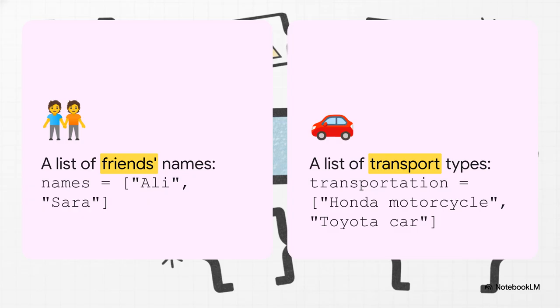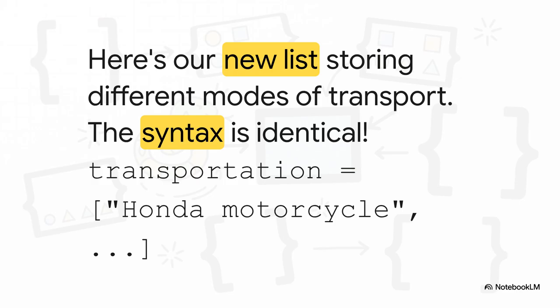Now, look closely at the code itself. Notice anything? It's exactly the same. The name, the equal sign, the square brackets, the commas. The content is different, but the rules are identical. So here's the full list from our source exercise, this time with different modes of transport. The principle is exactly the same. And you can probably already imagine making lists for your favorite movies or cities you want to visit. Anything you can think of can be grouped in a list.